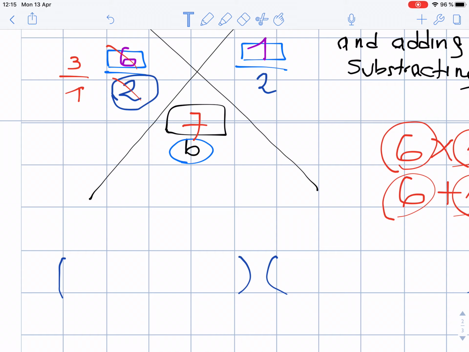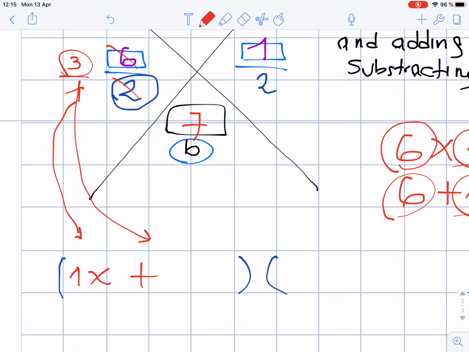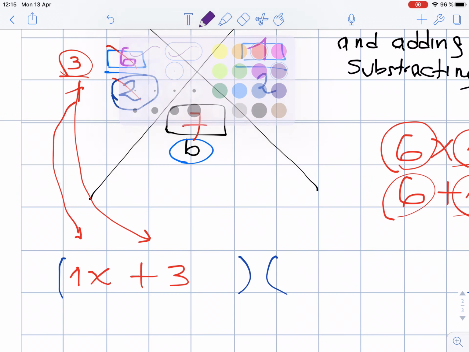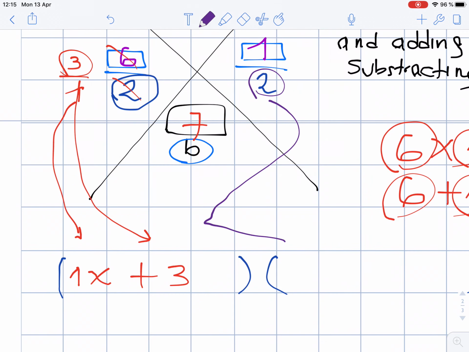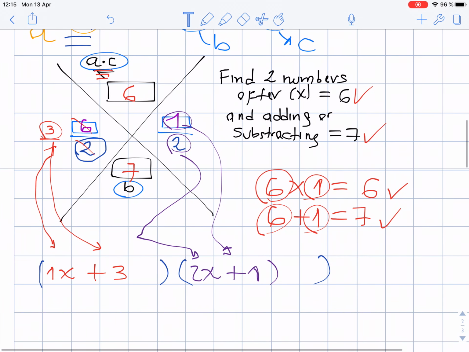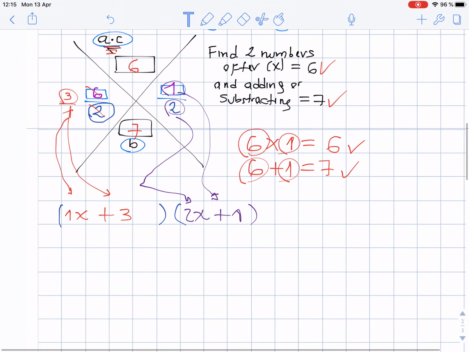Therefore, now, with the final expression on this side, this fraction, we will have 1x plus 3, corresponding to this fraction. Now, this fraction is 2x plus 1. Okay, we have our factorization product, and finally we need to find the roots.